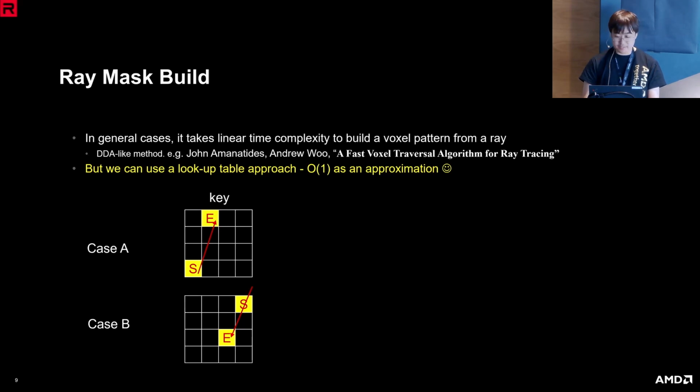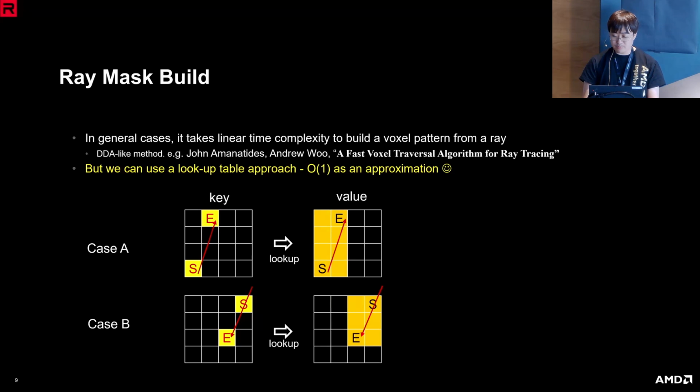The table key is the voxel indices of the ray origin and ray end. Use the locations as a key to fetch the ray mask. The fetched voxel pattern is like this. That's it. The table itself can be constructed before traversal, so we can get the ray mask pattern without an iterative method. But you may notice that the voxel pattern can be a bit wider than with the DDA-like method.